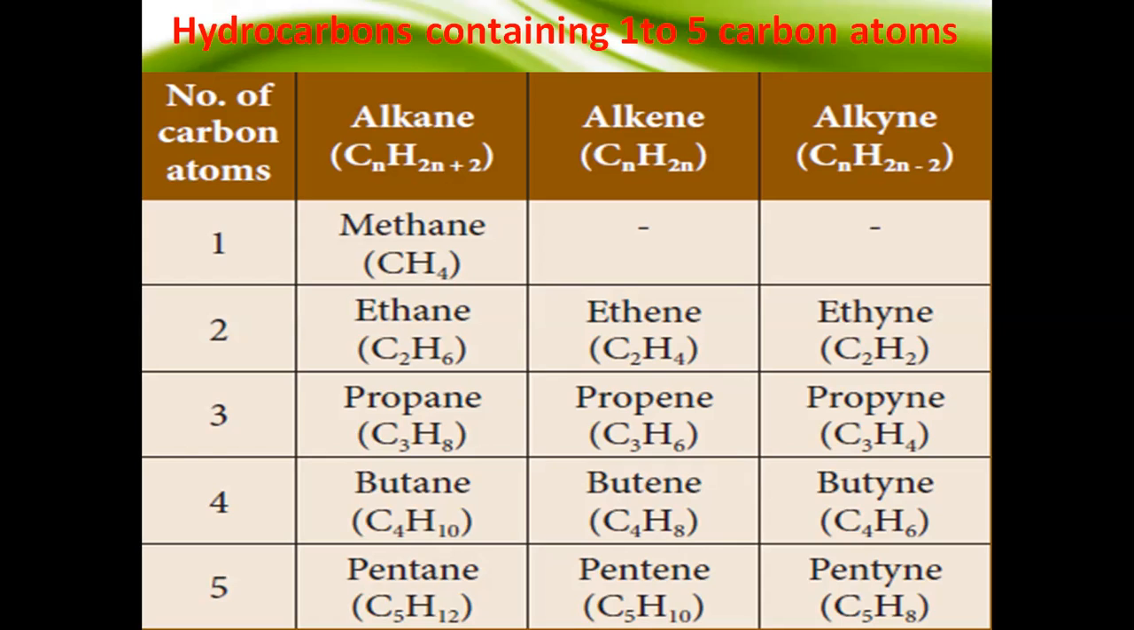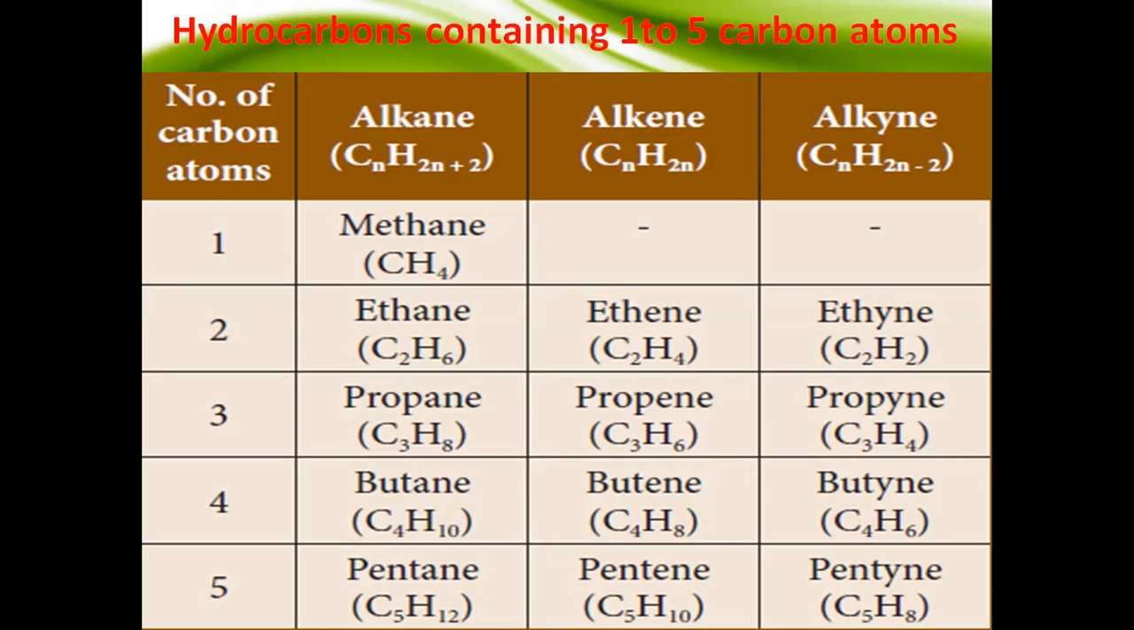So first we put n equal to 2. So C2H2, ethyne, propyne, butyne, pentyne. Okay. So these are the hydrocarbons containing 1 to 5 carbon atoms.